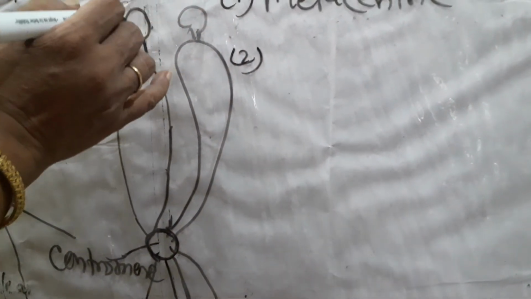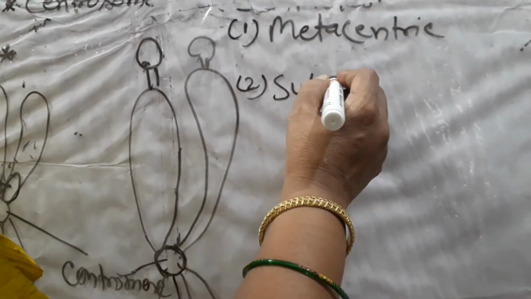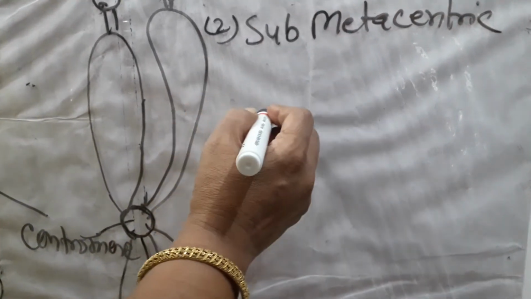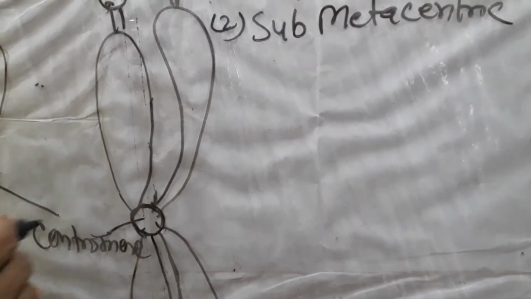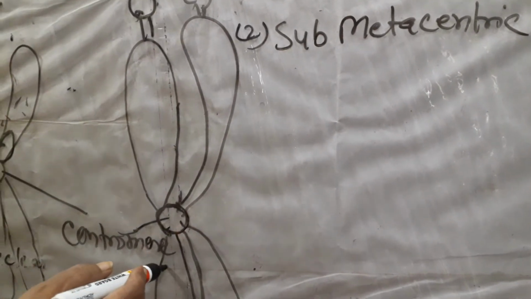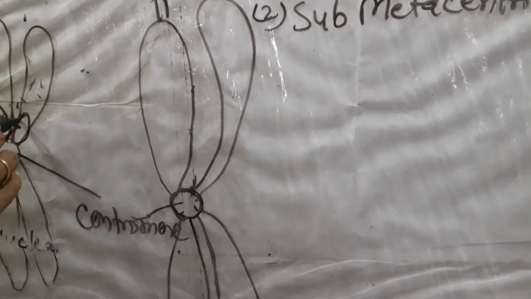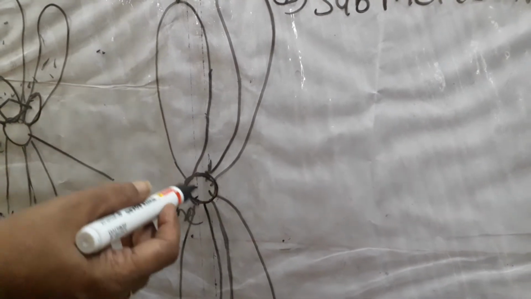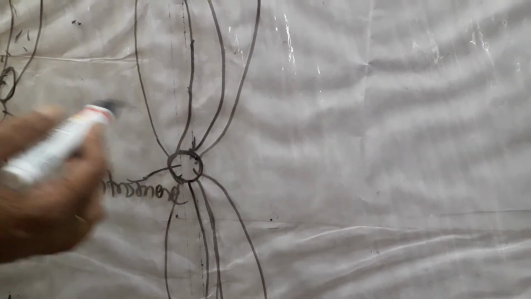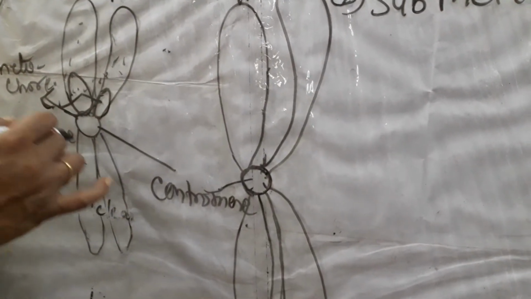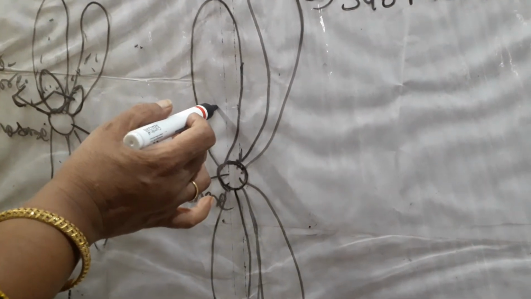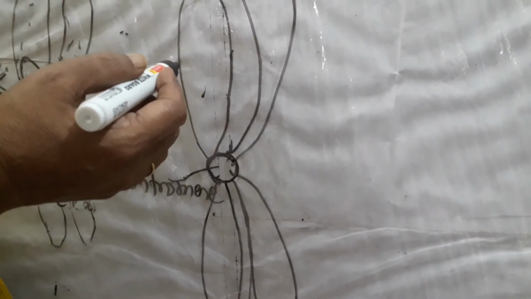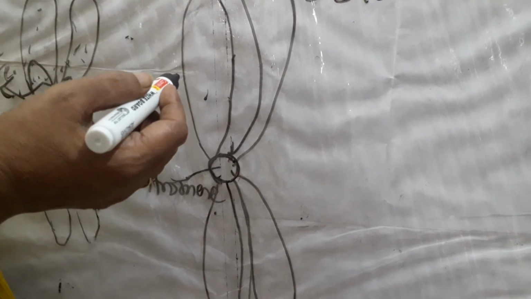Second is submetacentric, in which the chromosome has the centromere slightly away from the middle, resulting in one short arm and one long arm.